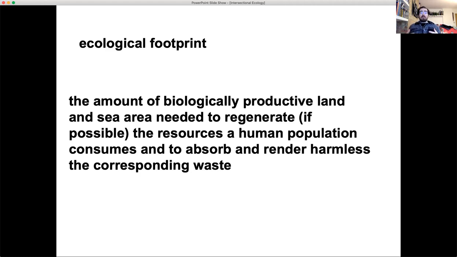The concept of ecological footprint was invented by the Canadian scholars Wackernagel and Rees, who published the book Our Ecological Footprint: Reducing Human Impact on the Earth in 1996. Since then, the concept has been used in many studies and widely adopted by, for example, the World Wildlife Fund, or even by the European Environmental Agency.